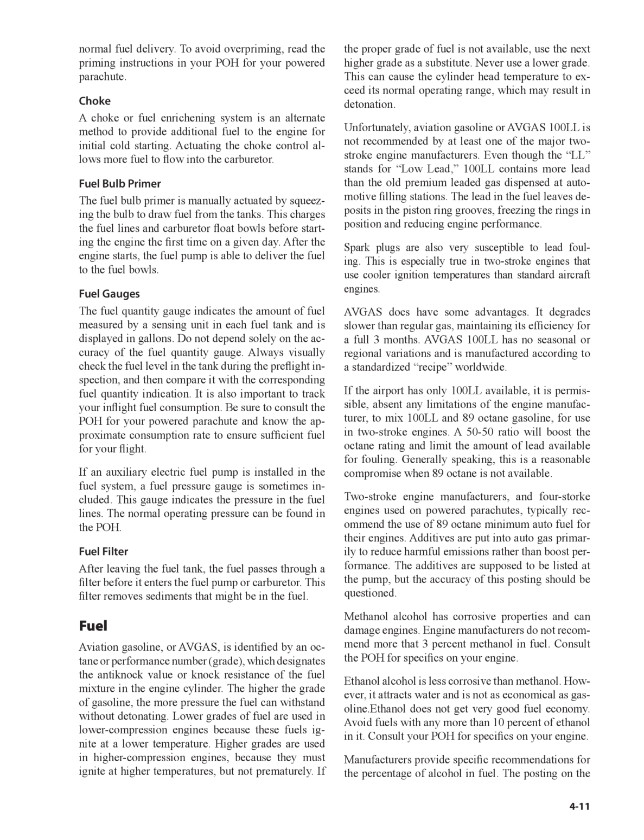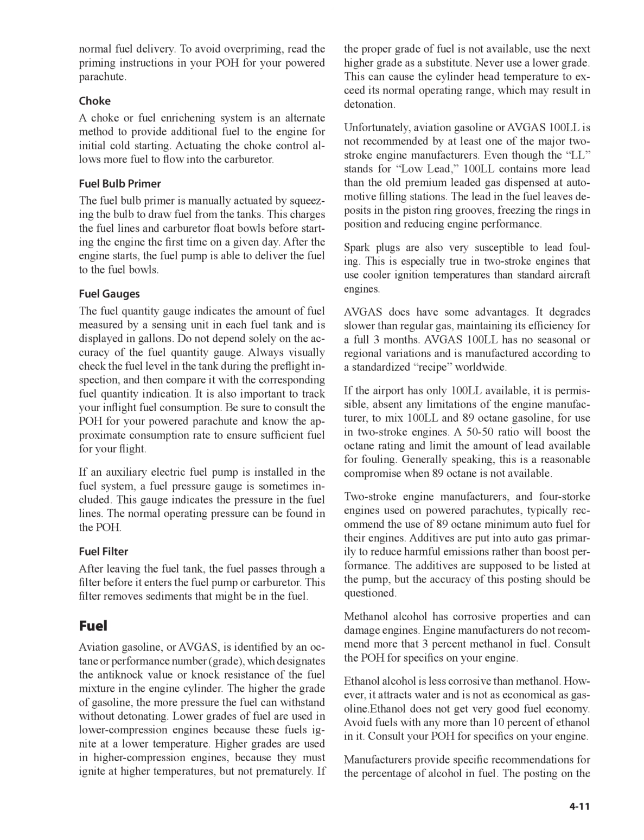Fuel gauges. The fuel quantity gauge indicates the amount of fuel measured by a sensing unit in each fuel tank and is displayed in gallons. Do not depend solely on the accuracy of the fuel quantity gauge. Always visually check the fuel level in the tank during the pre-flight inspection, and then compare it with the corresponding fuel quantity indication. It is also important to track your in-flight fuel consumption.